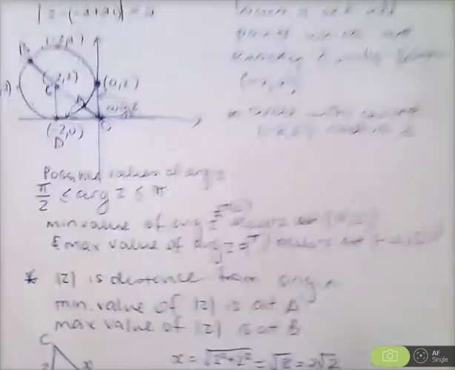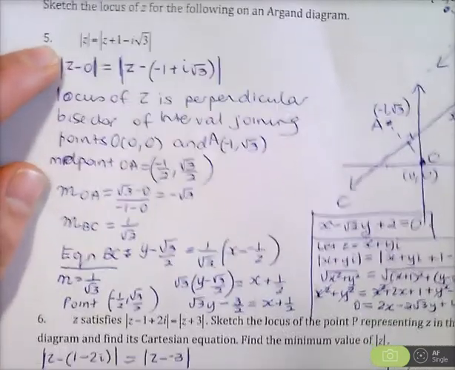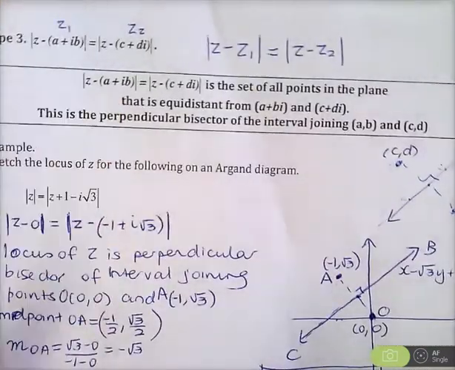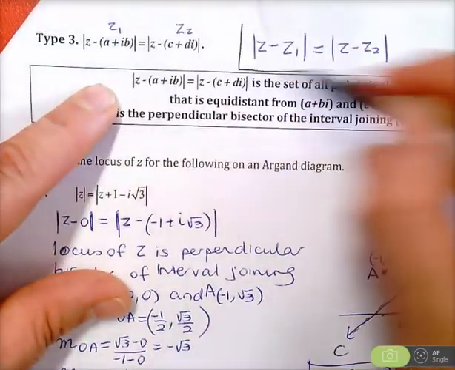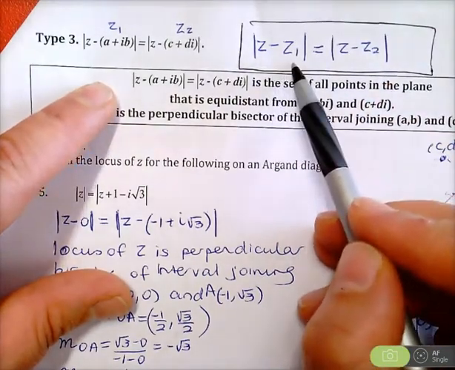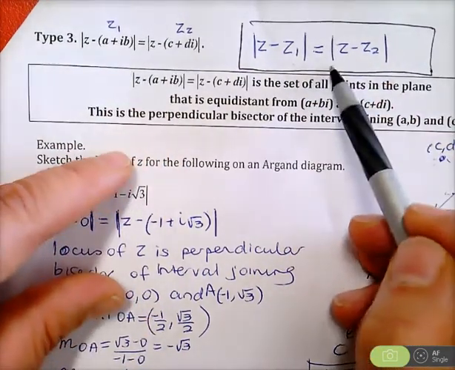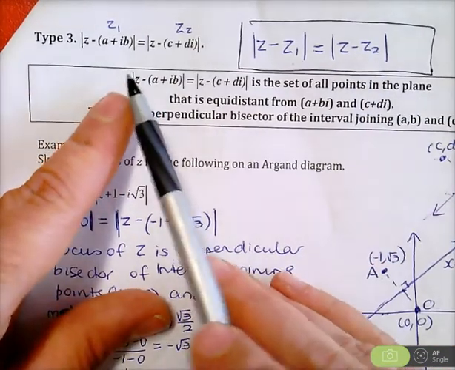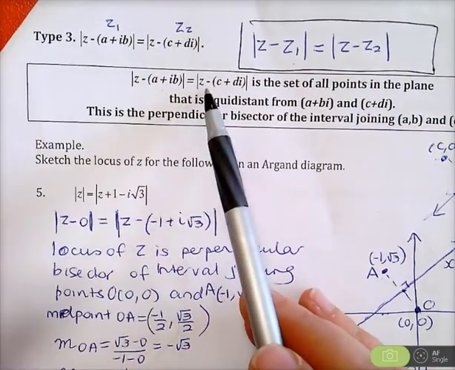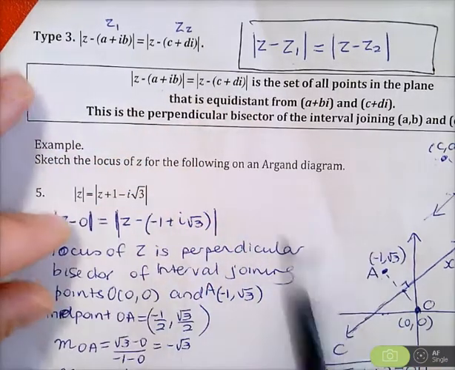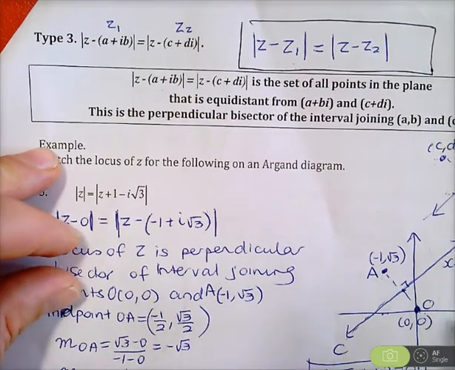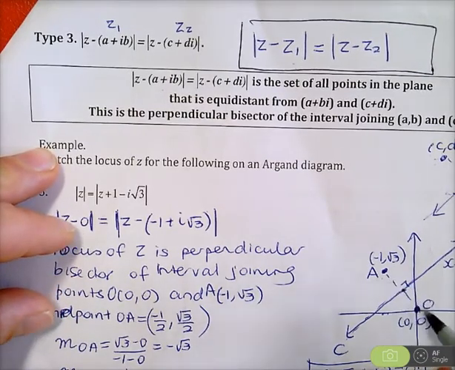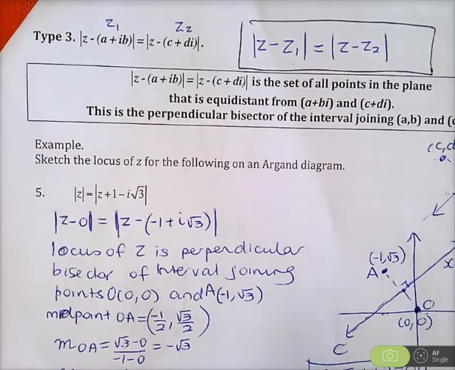Now, we also worked out minimum and maximum distances and all that. Then you may see something like this. So this is another type, the third type that we've seen. The third type is where you've got modulus of z minus z1 equals the modulus of z minus z2. See? z minus this complex number equals the modulus of z minus the other complex number. It is the perpendicular bisector of the line joining those 2 points, okay?